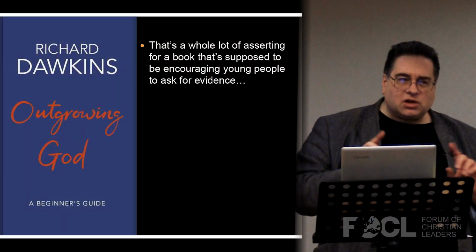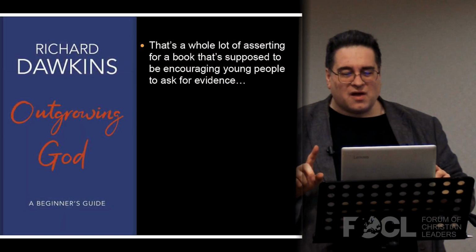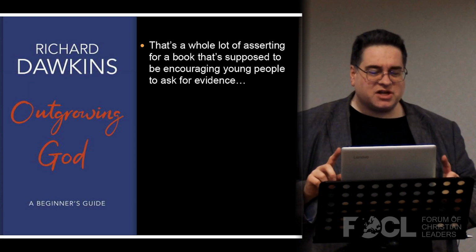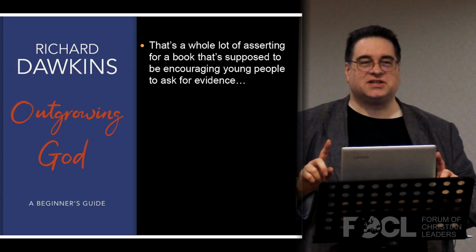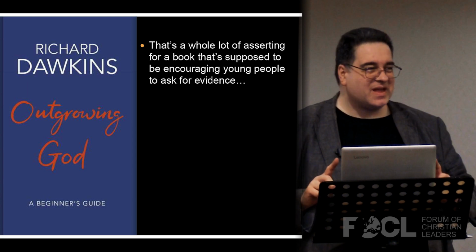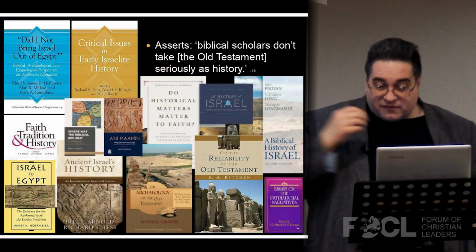And he asserts the existence of extra-biblical evidence against the historical truth of certain Old Testament stories, and we'll look at examples. That is a whole lot of asserting for a book that's supposed to be encouraging young people to ask for evidence, by the way. There are no footnotes or bibliography in Dawkins's book. You cannot check him out. He doesn't tell you where he gets the information from. He just asserts it. He asserts biblical scholars don't take the Old Testament seriously as history. Here are a few who do.